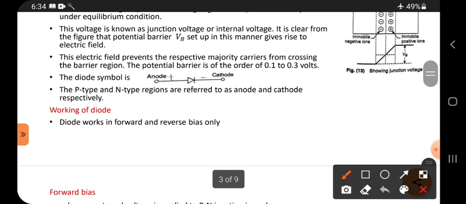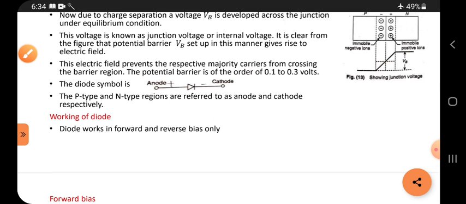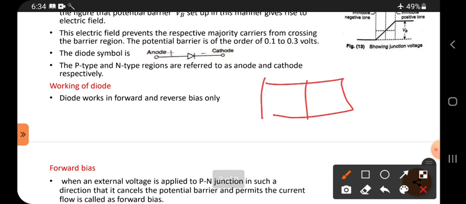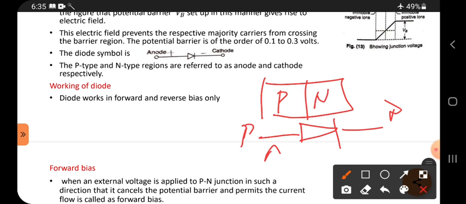Diode symbol: see here the diode symbol, this side is anode, this side is cathode, this side P type, this side N type. So it is P type, N type, and can be shown like this, with anode and cathode.